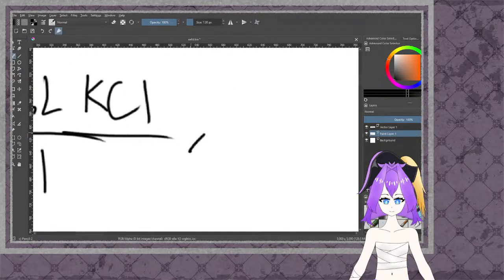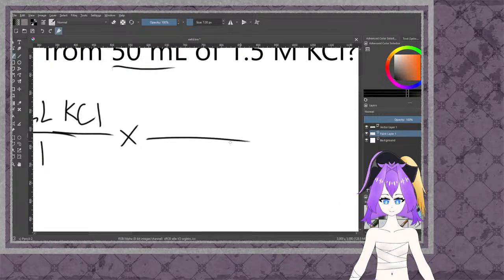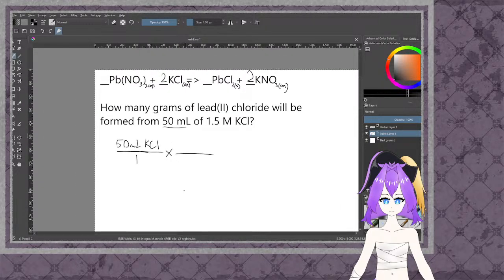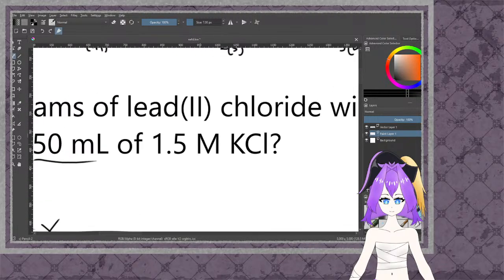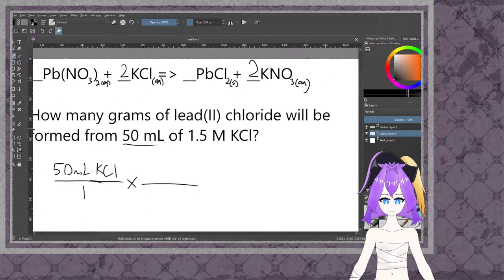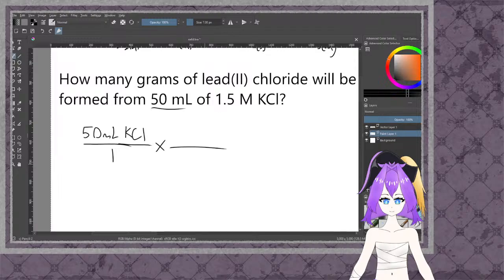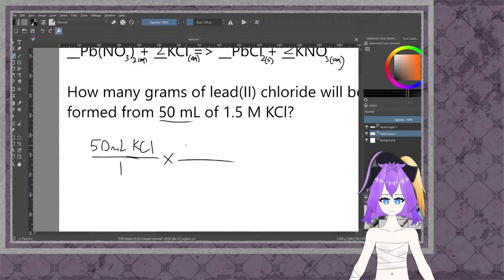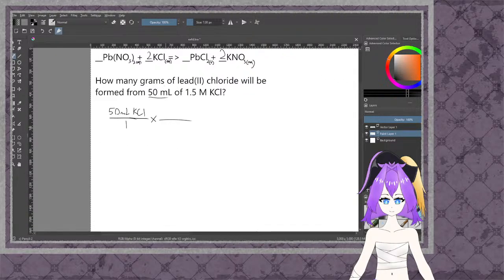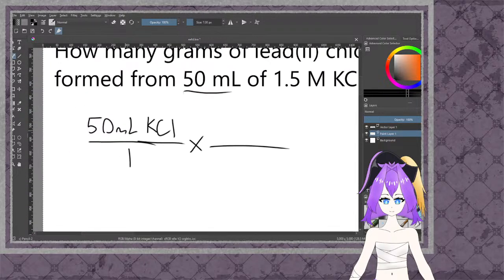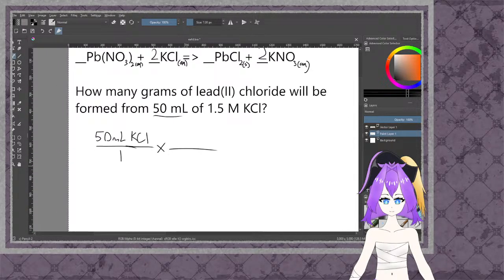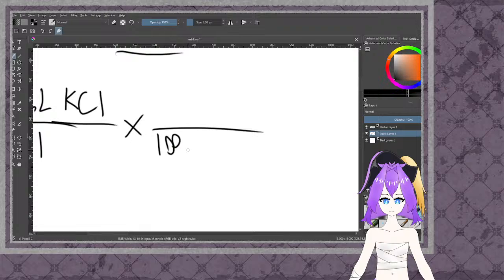So we want to get lead chloride. We want potassium chloride into lead chloride. The way we would generally want to do that is, as always, you want to convert from whatever this is into moles, and then convert that moles back into whatever unit you need. So to go from milliliters to moles, what we're going to do first is divide this by 1,000.